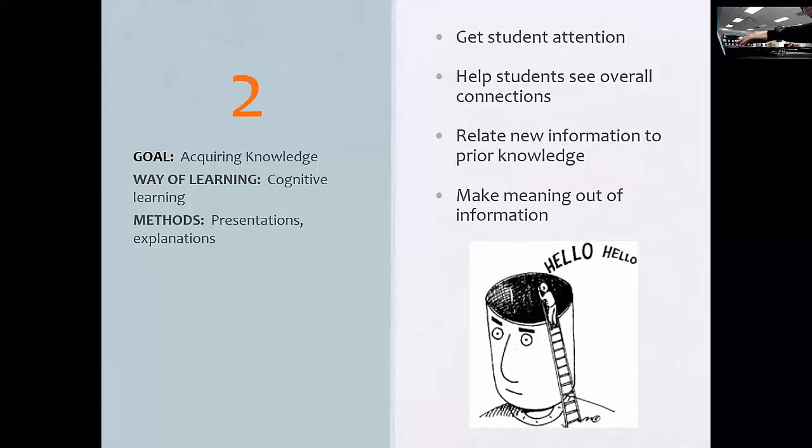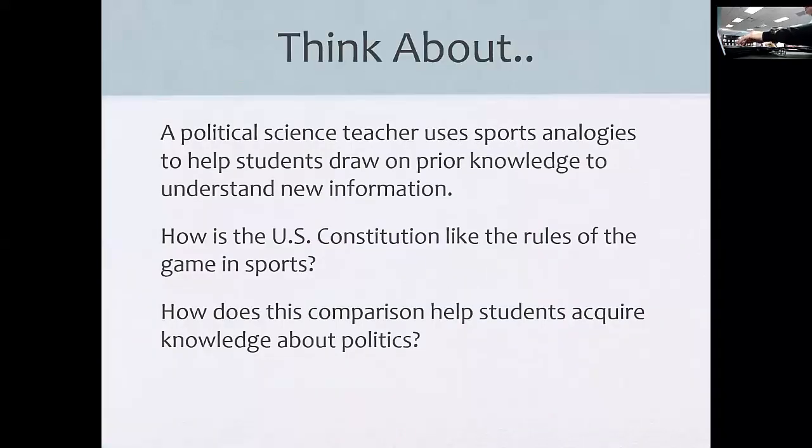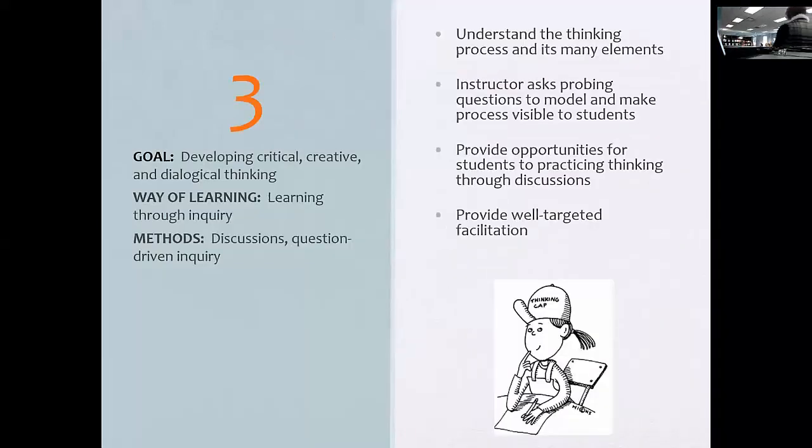All right, we're skipping the think abouts because we just did that. Okay, number 3. We just have to go to 7. Moving right along here. All righty, which one is this? Learning through inquiry.